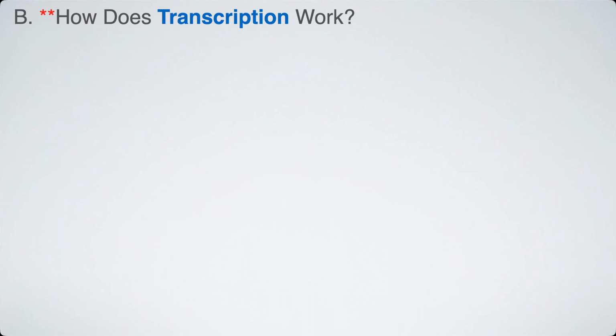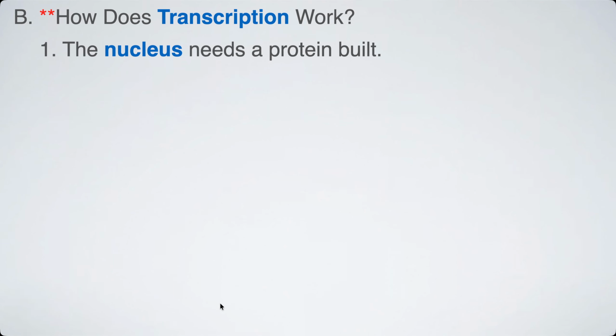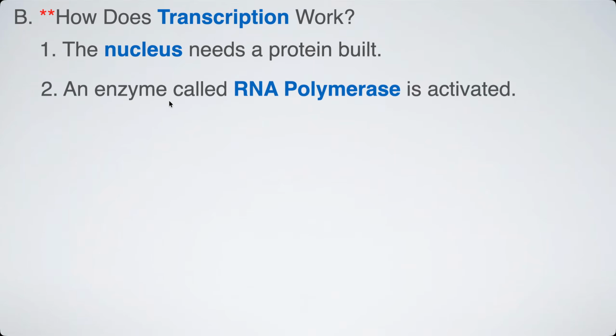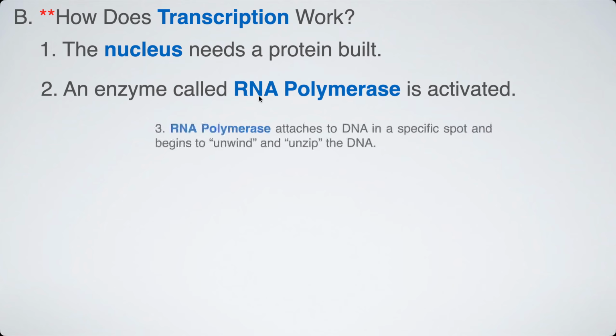How does transcription work? Thankfully, it's a lot simpler than replication. The very first thing that happens, the nucleus needs a protein to be built. That's like step one. An enzyme called RNA polymerase is activated. We have DNA polymerase, that is for DNA replication. We have RNA polymerase, that is for transcription.